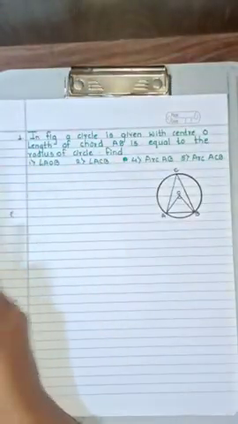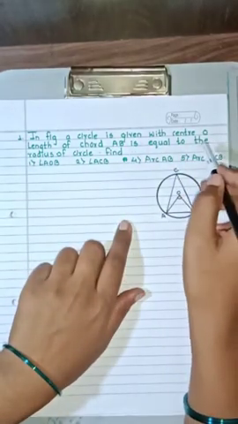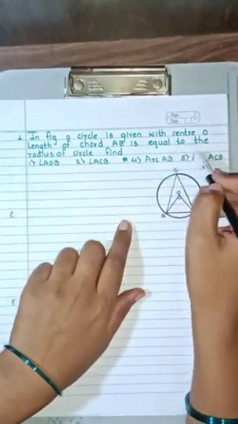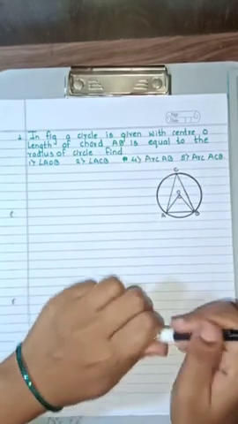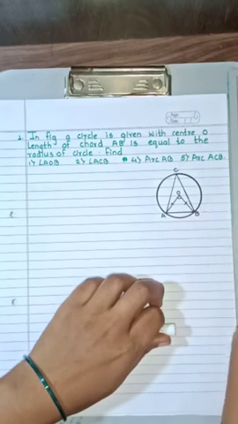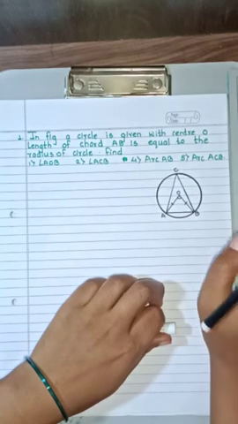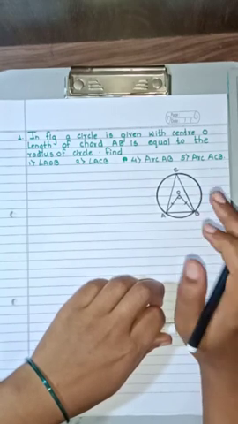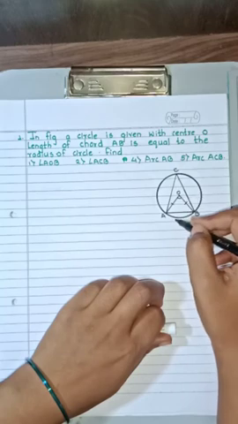The first question is: in the figure a circle is given with center O. The length of chord AB is equal to the radius of the circle. You can see this chord AB is equal to the radius OA and OB. OA and OB are the radii of the circle. Then you have to find angle AOB. What is angle AOB? As you can see, it is a central angle.